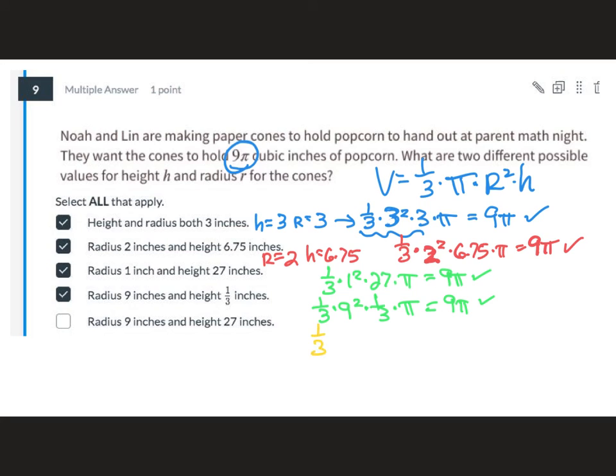So we're going to have 1/3. Radius is 9 squared. Height is 27 with the pi symbol sitting there. 1/3 times 9 squared times 27. What do we get? 729 pi. Does that 9 pi is what we're looking for? No, it's not. So notice how this is the only one that did not work. That's why we did not click it.